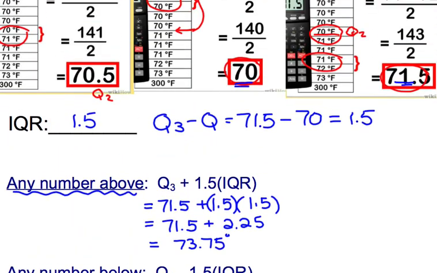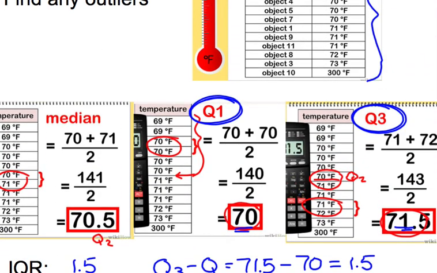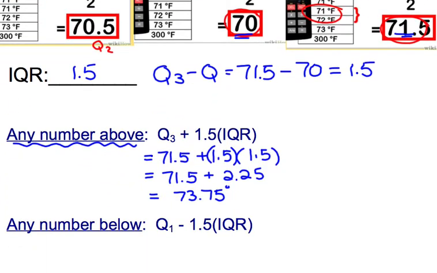So if we head back up, here is 73 degrees, so that's still good. Anything above 73.75 is now considered an outlier. There's one number in there that's greater, which is 300 degrees. So we say 300 degrees is an outlier. It skews our data.